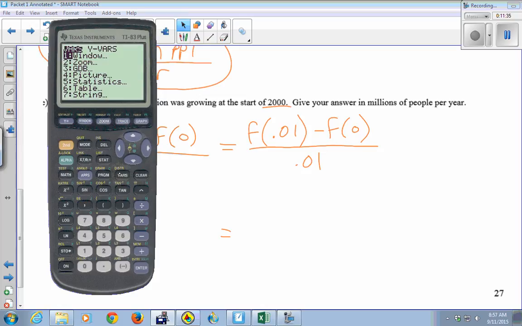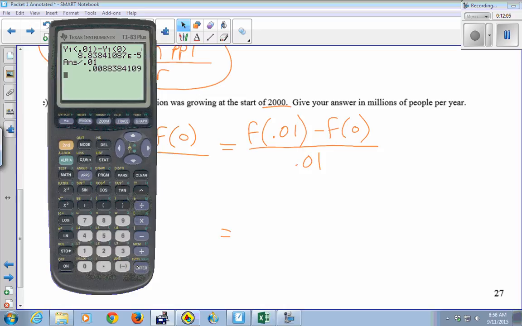All right, VARS, Y-VARS, Function, Y1, 0.01, minus VARS, Y-VARS, Function, Y1 at 0. And I'm going to hit enter here because I want it to do the subtraction before it does the division. So just an order of operations thing. Or you could have put parentheses around that whole thing to make sure it did the subtraction first. So enter and then divided by 0.01.